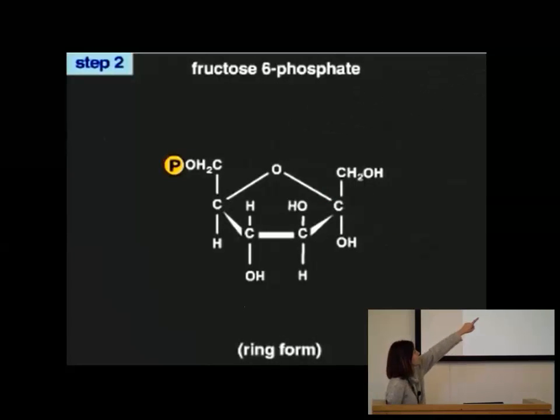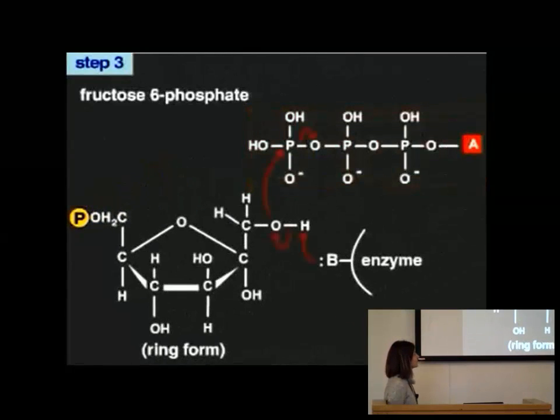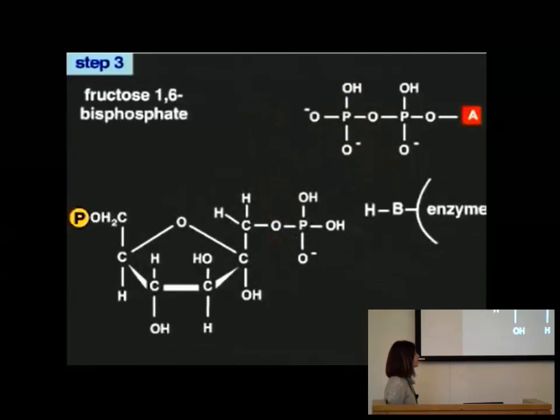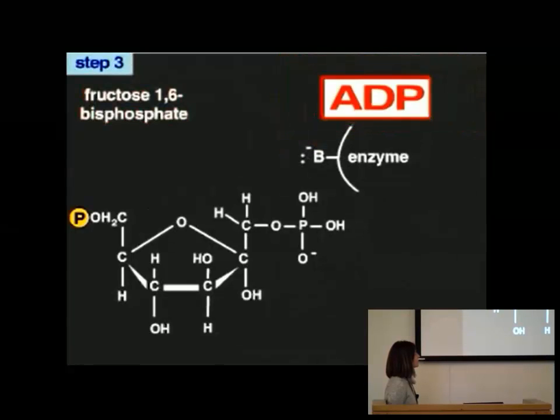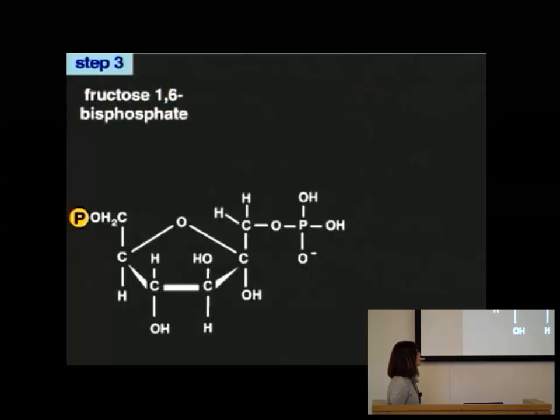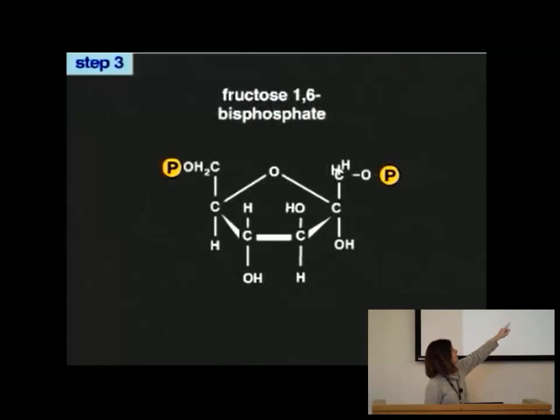In the third step of glycolysis, the enzyme phosphofructokinase uses ATP to phosphorylate fructose 6-phosphate. ADP is released, and the molecule fructose 1,6-bisphosphate is formed. Now look, it's symmetrical, in which the dangly second carbons are phosphorylated. This phosphorylation event is irreversible and is a major regulatory point in the commitment to glycolysis.